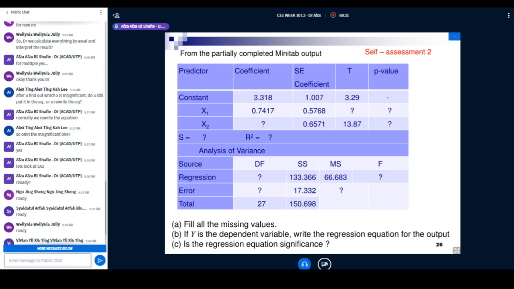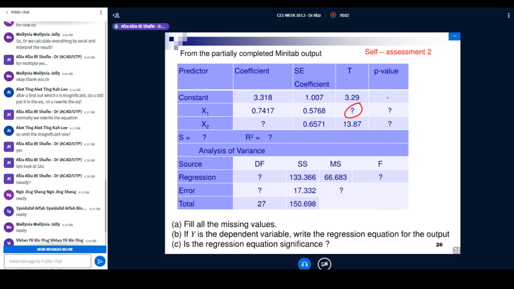What do you get? The T value for X1. Okay, let's see how we get the value. How do you get this value here? So the T value for X1.